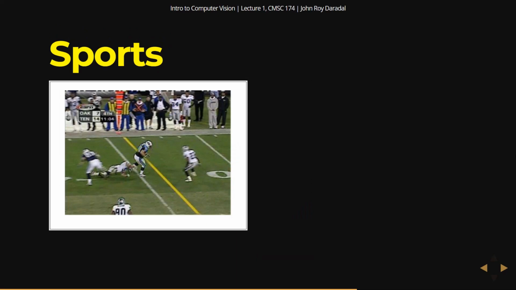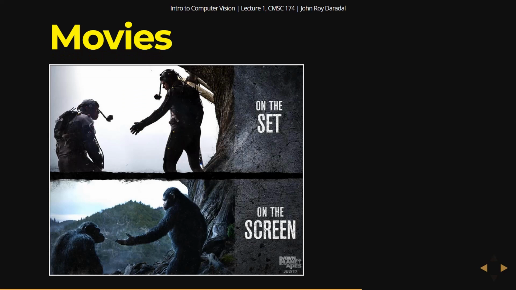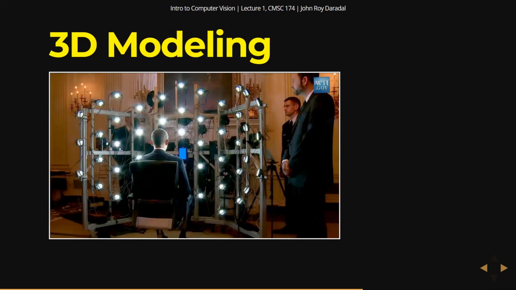Okay, and then of course in sports, you can also apply image processing, like for example overlaying this yellow line marker here in football. So you can also do that. And then in movies, of course, it's easier to apply the computer graphics because of the computer vision techniques that we can do. Okay, so on the set it looks like this, and then after processing the image, it looks like they're apes.